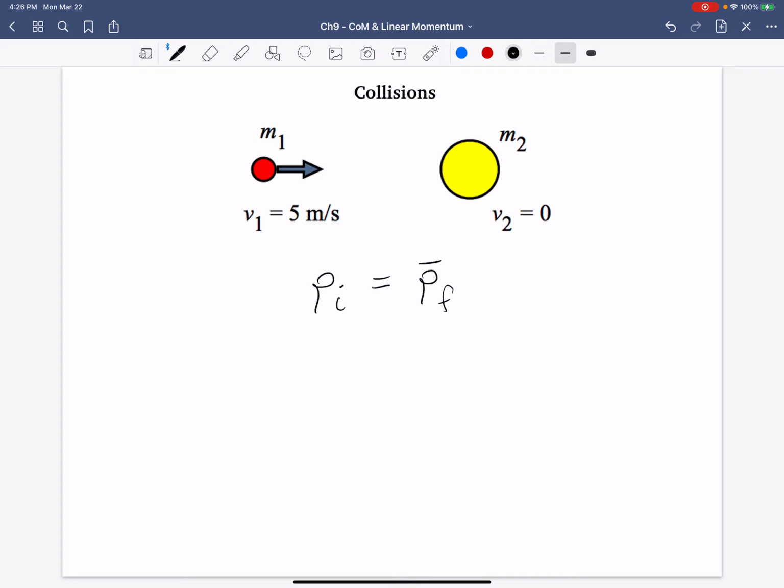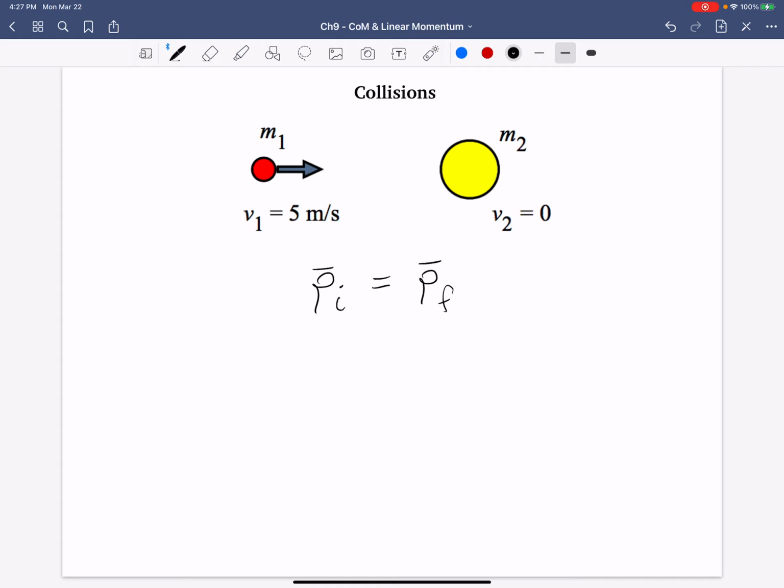I should put the vector bars on top. And this is conservation of linear momentum. It straightforwardly comes from Newton's third law. There's always an equal and opposite reaction force between two particles when they collide, and this is true regardless of what type of collision happens.